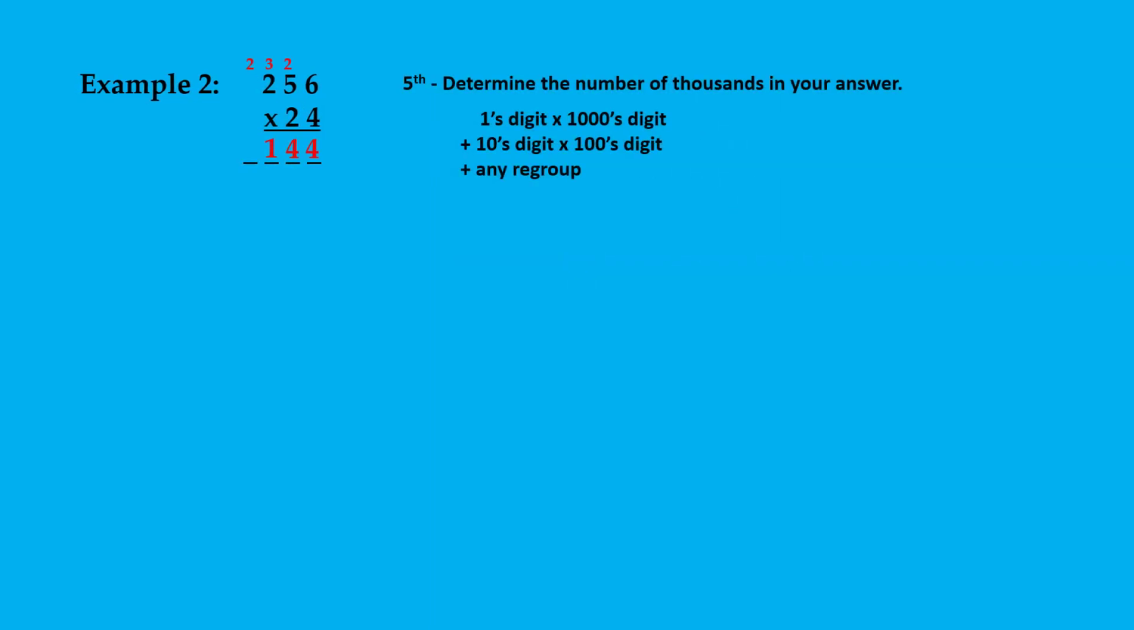Fifth, determine the number of thousands. This time we take ones times thousands, tens times hundreds, plus regroup. Ones times thousands, 4 times nothing, which is 0. 2 times 2, which is 4. Plus the 2, we get 6. So now we just write 6 in the thousands place of the answer, and we're done. 6,144.